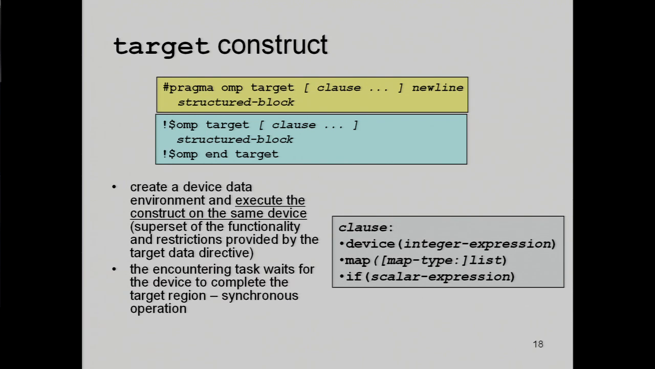So here's the syntax. It's similar, without the data keyword. As I mentioned before, it creates the device data environment and executes the construct on the same device. This is a superset of the previous construct, the target data construct. There are three clauses. There's the device clause: if you have multiple devices, you can specify a certain device. If it is not specified, there's a default setting defined by the implementation that determines which device you should use. There's also the map clause and the if clause. The if clause is the same idea as in the other OpenMP constructs.